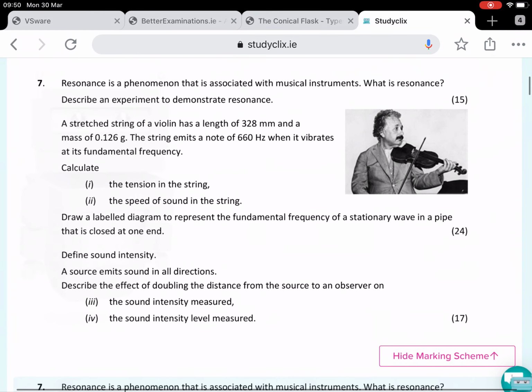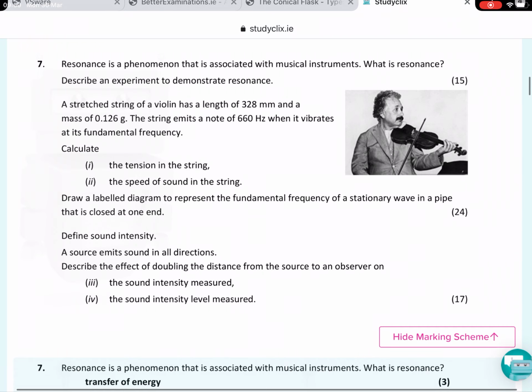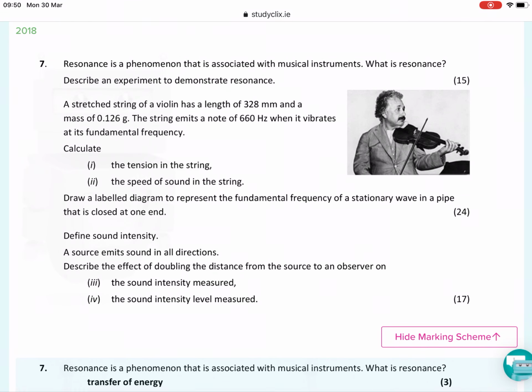So next bit then is the main calculation part, and it's based around one of the mandatory experiments that we talked about. A stretched string of a violin has a length of 328 millimeters and a mass of 0.126 grams. So that's important. We need those two things to work out the mass per length. The string emits a note of 660 hertz when it vibrates at its fundamental frequency. So we're to calculate the tension in the string and the speed of sound in the string.